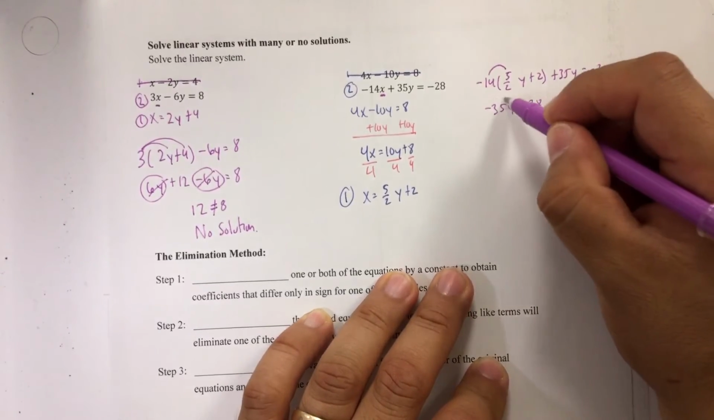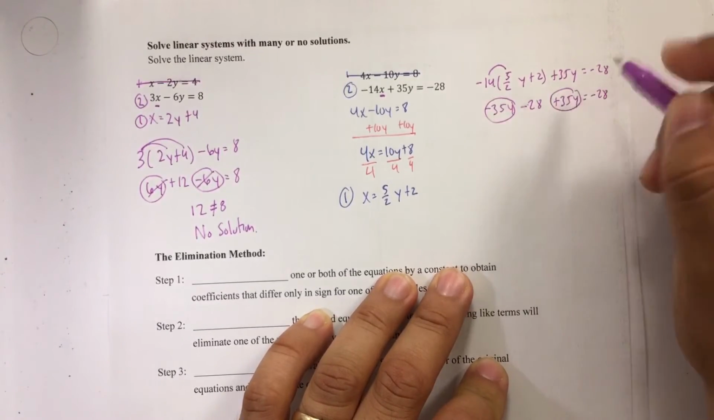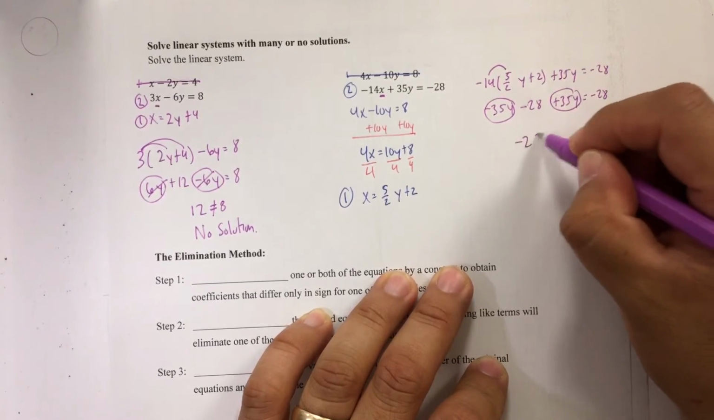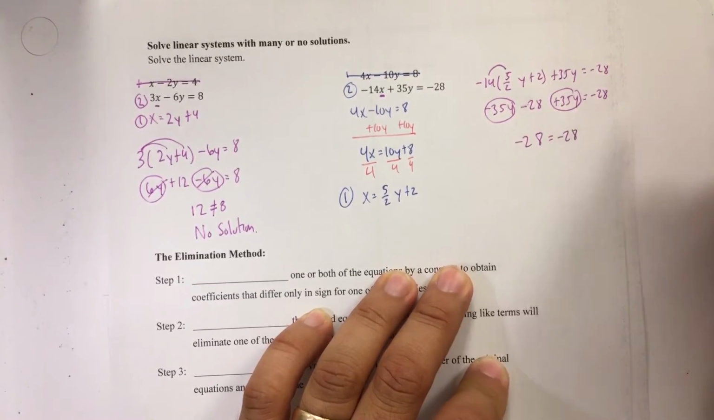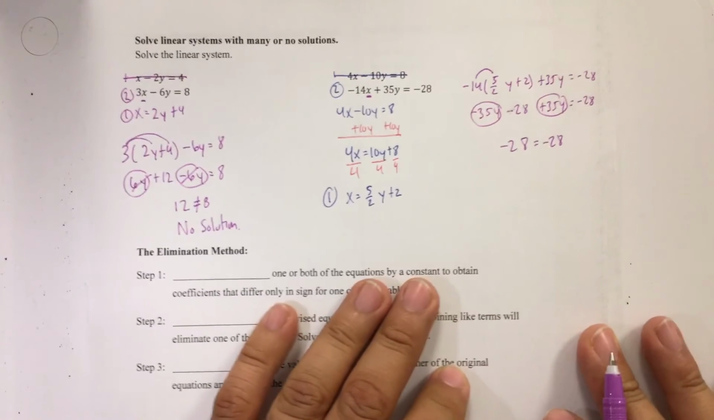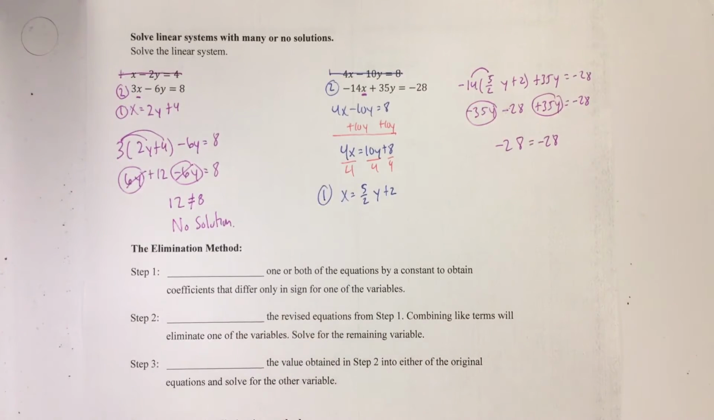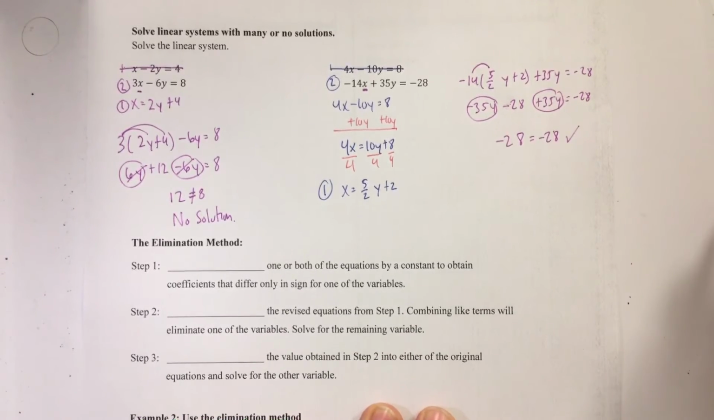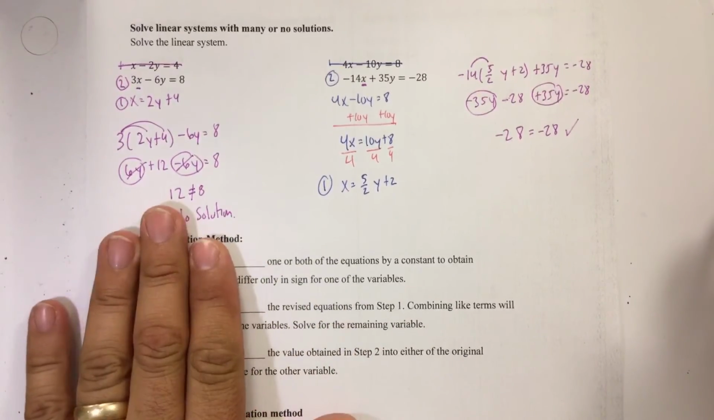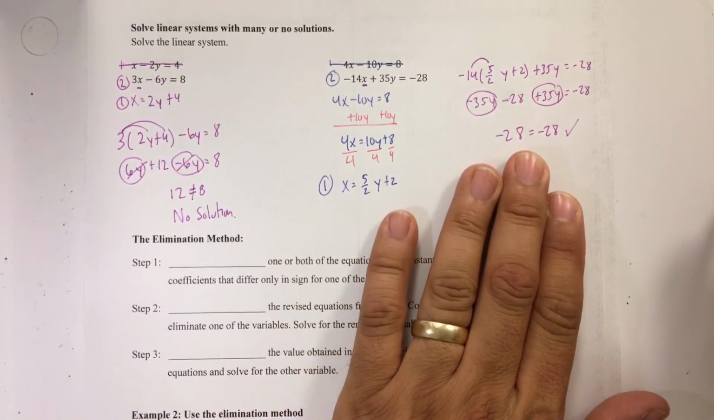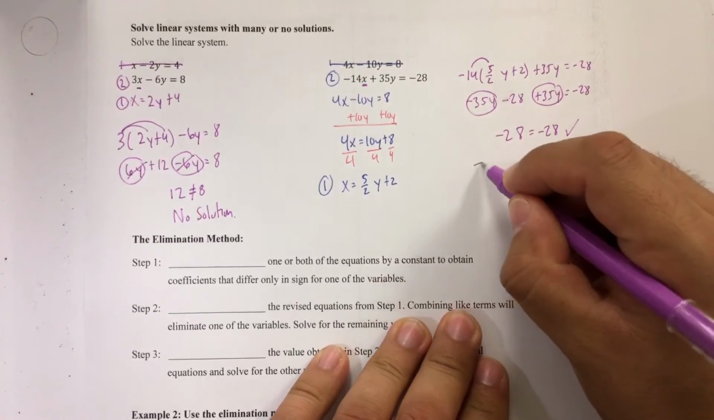So I'm going to combine my like terms. Negative 35y plus 35y does cancel out, leaving me with negative 28 equals negative 28. So at this point, once again, we have no variables remaining. We have a mathematical statement that negative 28 equals negative 28. In this case, that's actually true. So a false statement is no solution. If you get a mathematical statement that is true, then your answer is going to be infinitely many solutions.